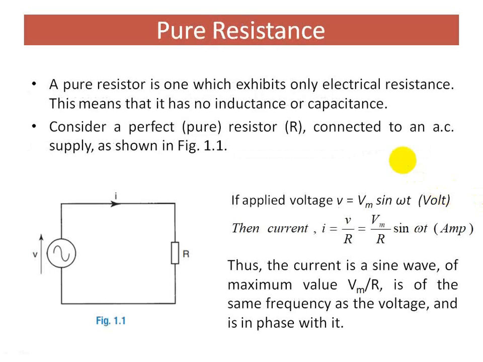Let us consider a pure resistance connected across a supply, and the voltage v is Vm sin omega t, and in this circuit current i is flowing. An example for a pure resistor is a carbon resistor. So here the applied voltage is Vm sin omega t and the current is v by R, which is nothing but Vm sin omega t divided by R. This Vm by R indicates the maximum value of the current. Here small v, small i represent instantaneous values.